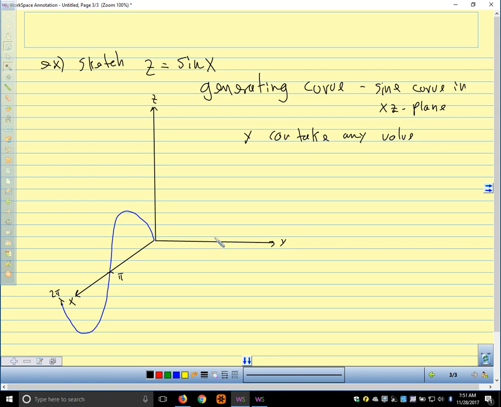So we get a sine curve on any plane parallel to the xz plane. So we could stretch this surface over this way and we'd get, I'll do these in dotted lines. So we get something like this. And these are all connected.